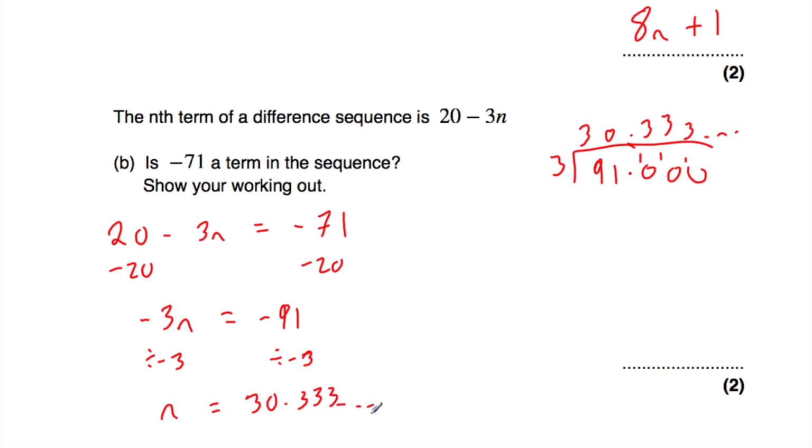30.333 and so on. So that means that negative 71 would be in between the 30th term in the sequence and the 31st term in the sequence. So is negative 71 a term in the sequence? The answer is no. And that's it. Okay, let's look at our next question.